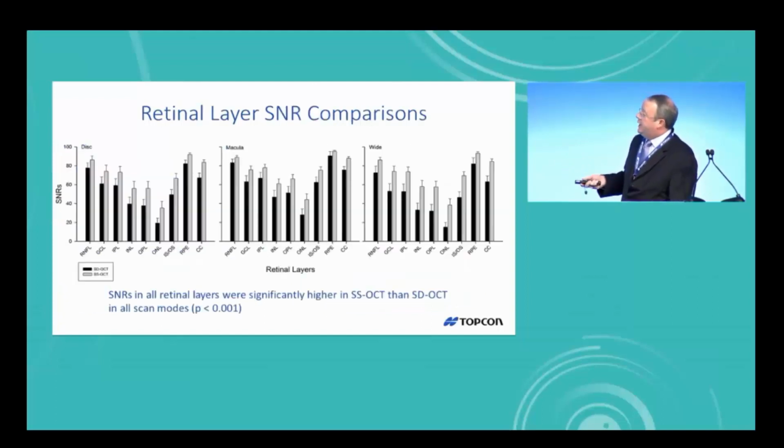So what did we get? Here, the black bars are spectral domain and the gray bars are swept source. And we can see pretty much uniformly that the swept source SNRs were significantly higher than those of the spectral domain.